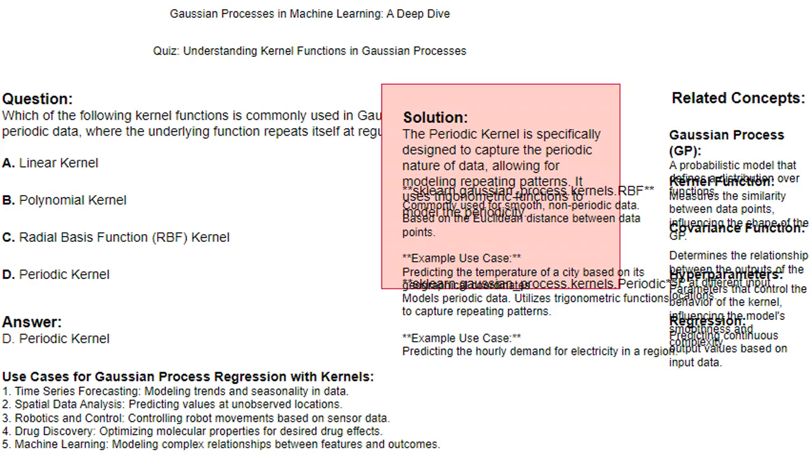Spatial data analysis, predicting values at unobserved locations. Robotics, controlling robot movements based on sensor data.